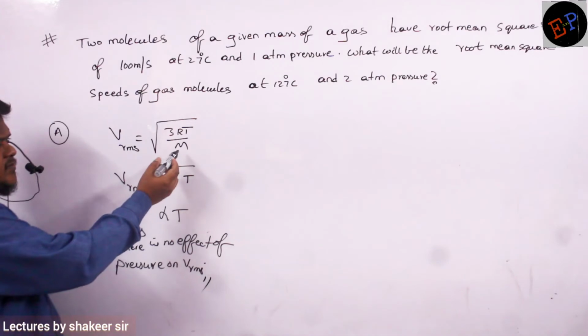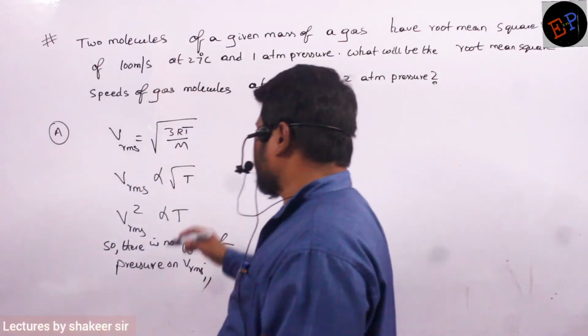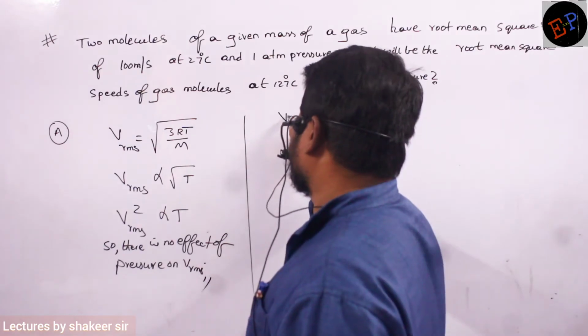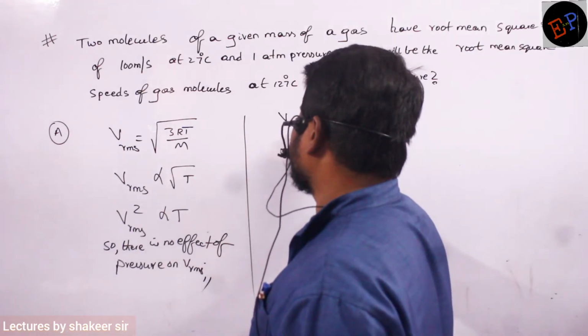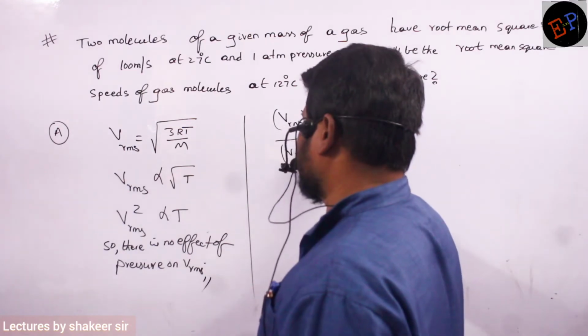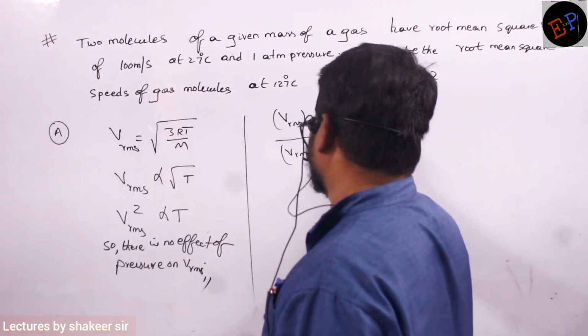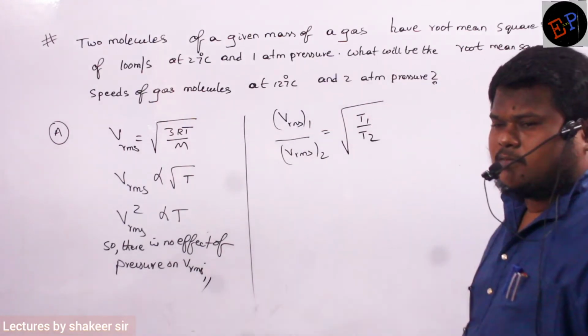So here the mass of the gas remains the same. R is a constant. Clear? So therefore how can I write a relation? I can write Vrms1 divided by Vrms2 is equal to the square root of T1 divided by T2. This is what I can write now.